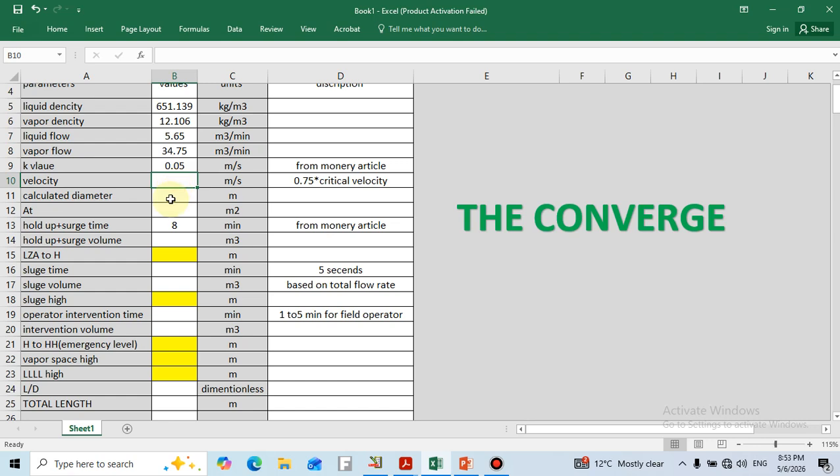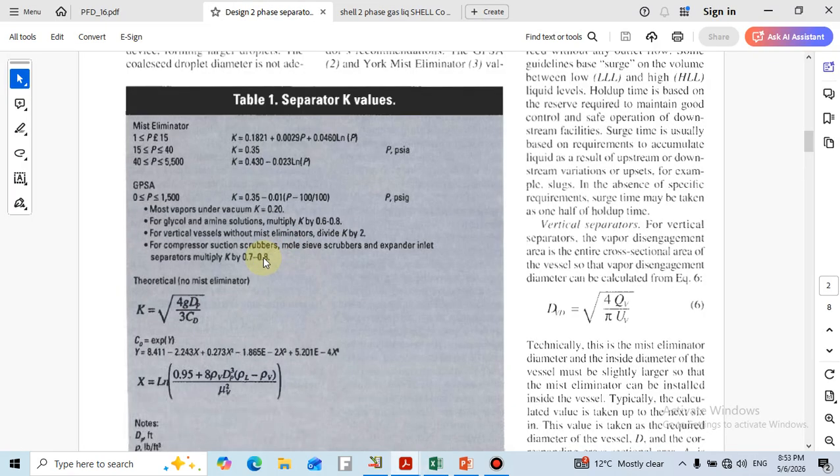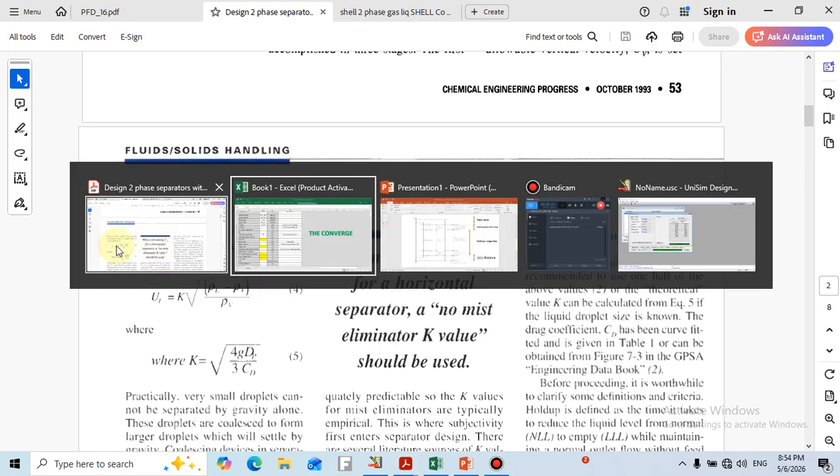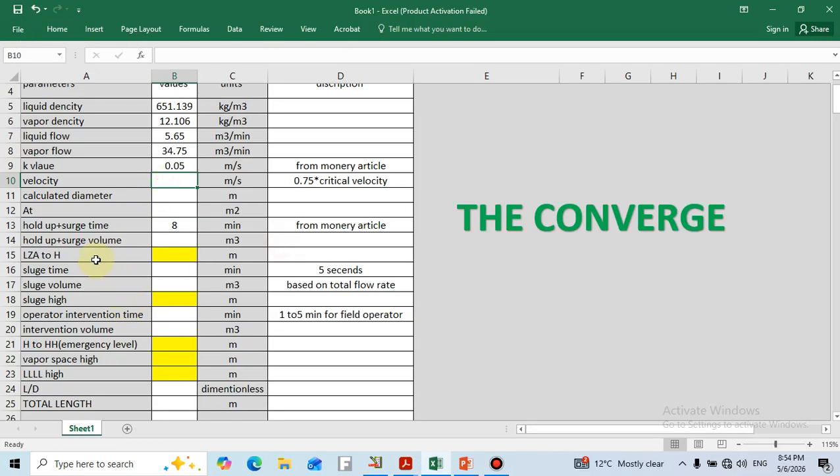So for the vertical velocity of the vapor, according to the Monnery article again, 75% of this formula is considered as the velocity. So we have the K value, the liquid and vapor densities, and we can easily calculate the critical velocity, then multiply this by 0.75 and find the acceptable velocity within the vertical vessel. So let's jump into the Excel and find the exact value of this.